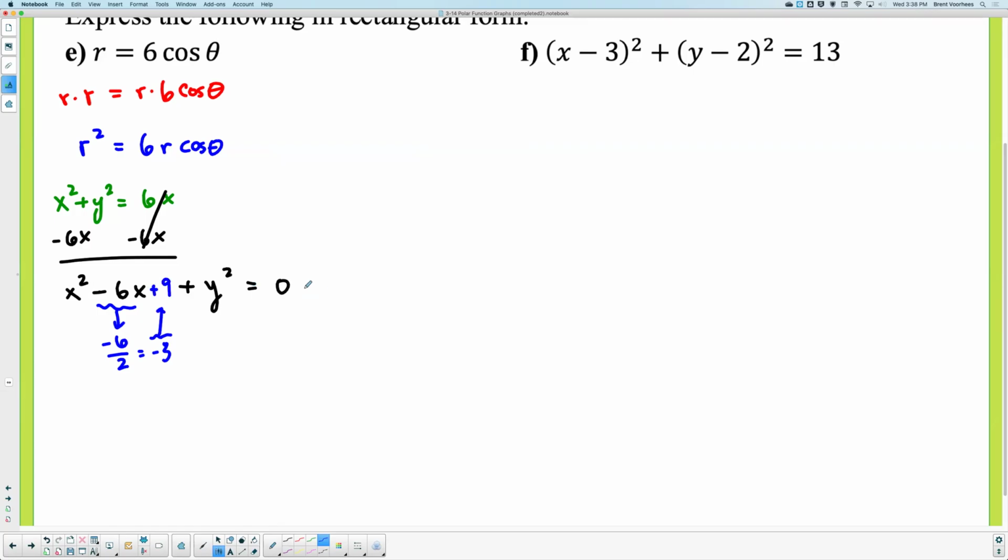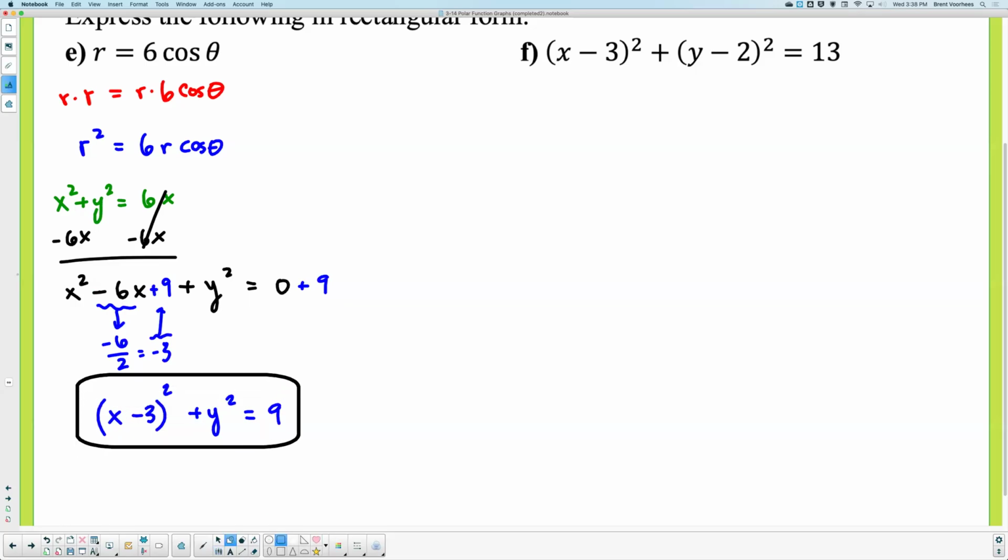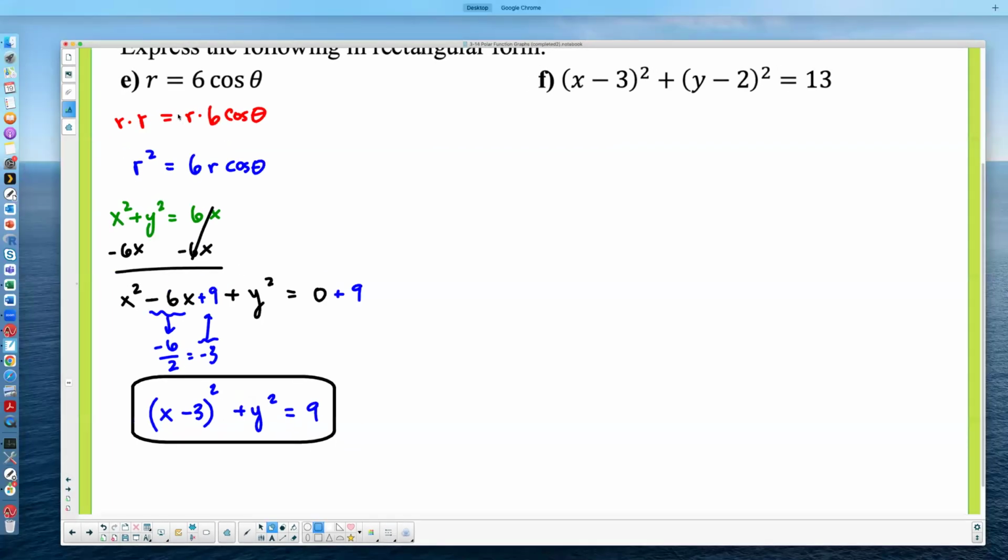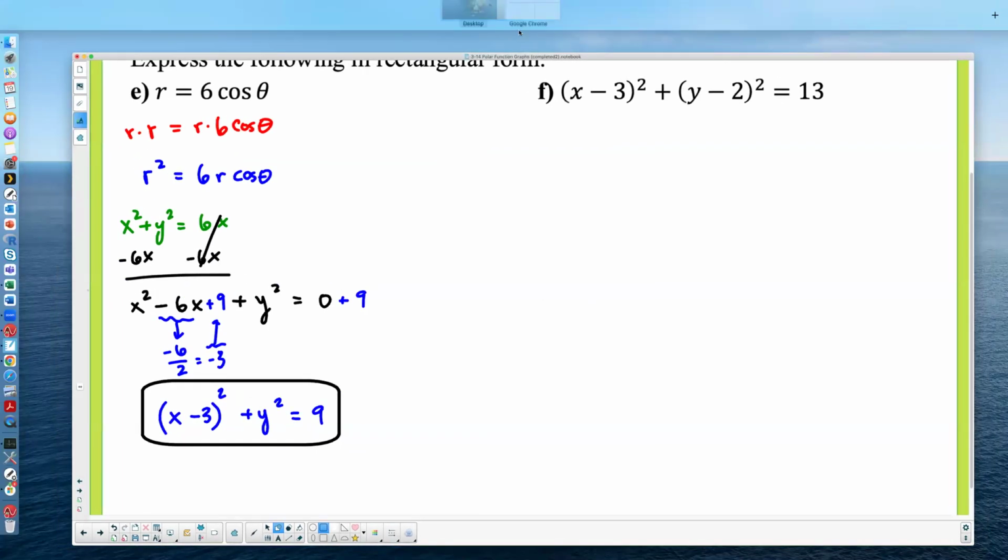If I add 9 on the left, I need to add 9 on the right. This right here will simplify to be x minus 3, quantity squared, plus y squared equals 0 plus 9, which is 9. That's going to be the equation here in rectangular form. And if I graph these two, they should be one and the same. We knew this is a circle, if you remember from earlier today.